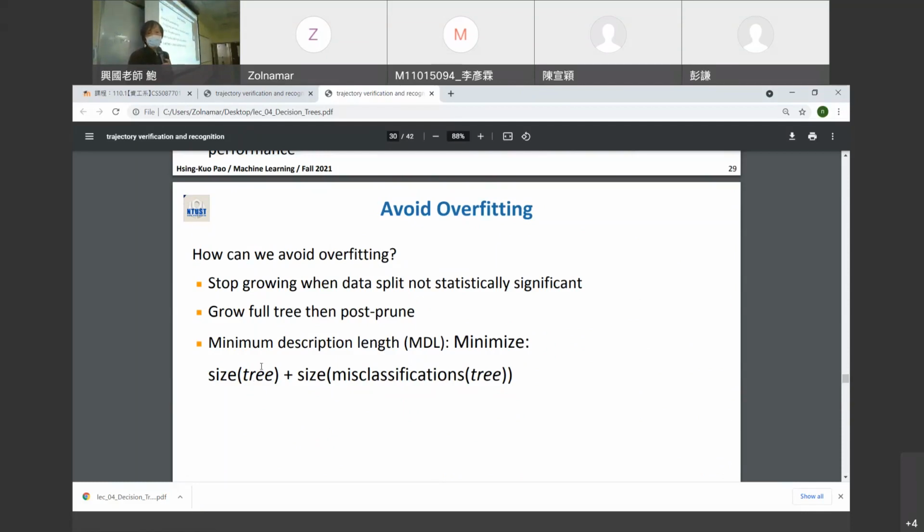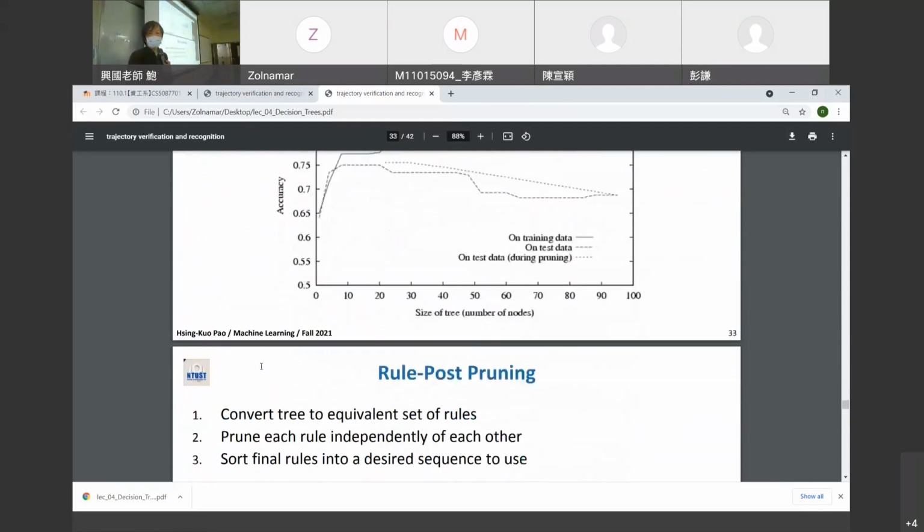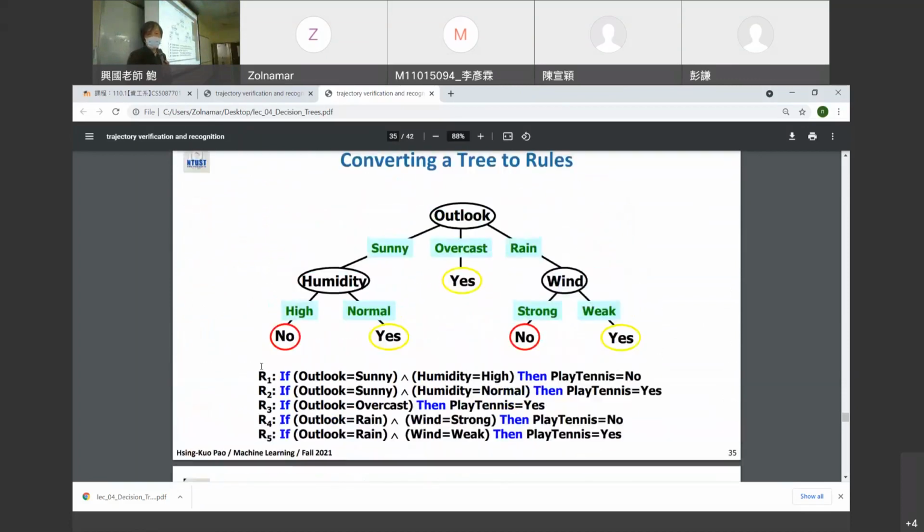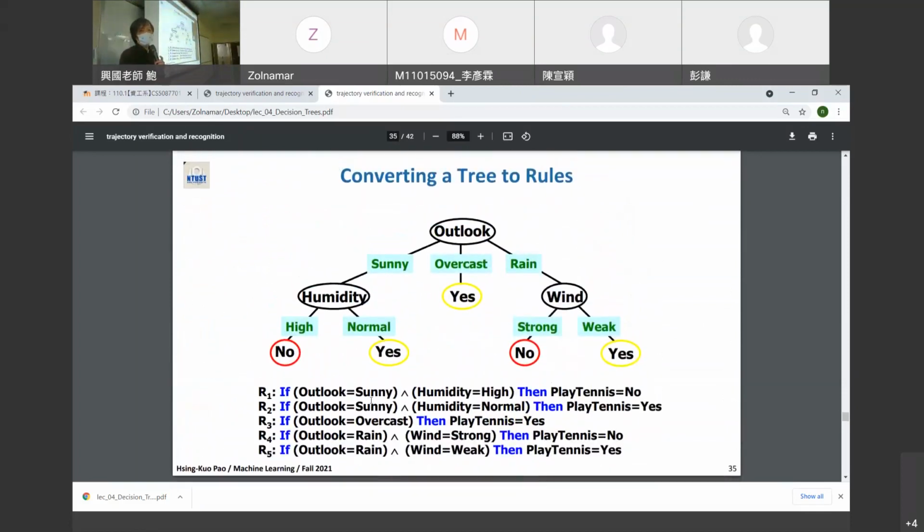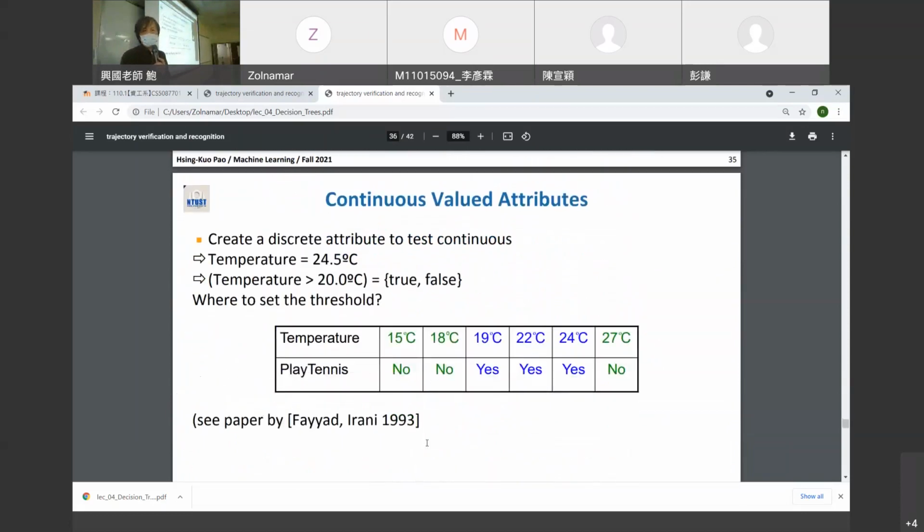So that's the rule-based post-pruning. We can take each term, randomly, or maybe try them all, and remove them one by one to see if the rest can still give us a good result. If the answer is yes, then we continue to do more and more removal, until we feel it's enough. So that's one of the post-pruning methods. Any questions?